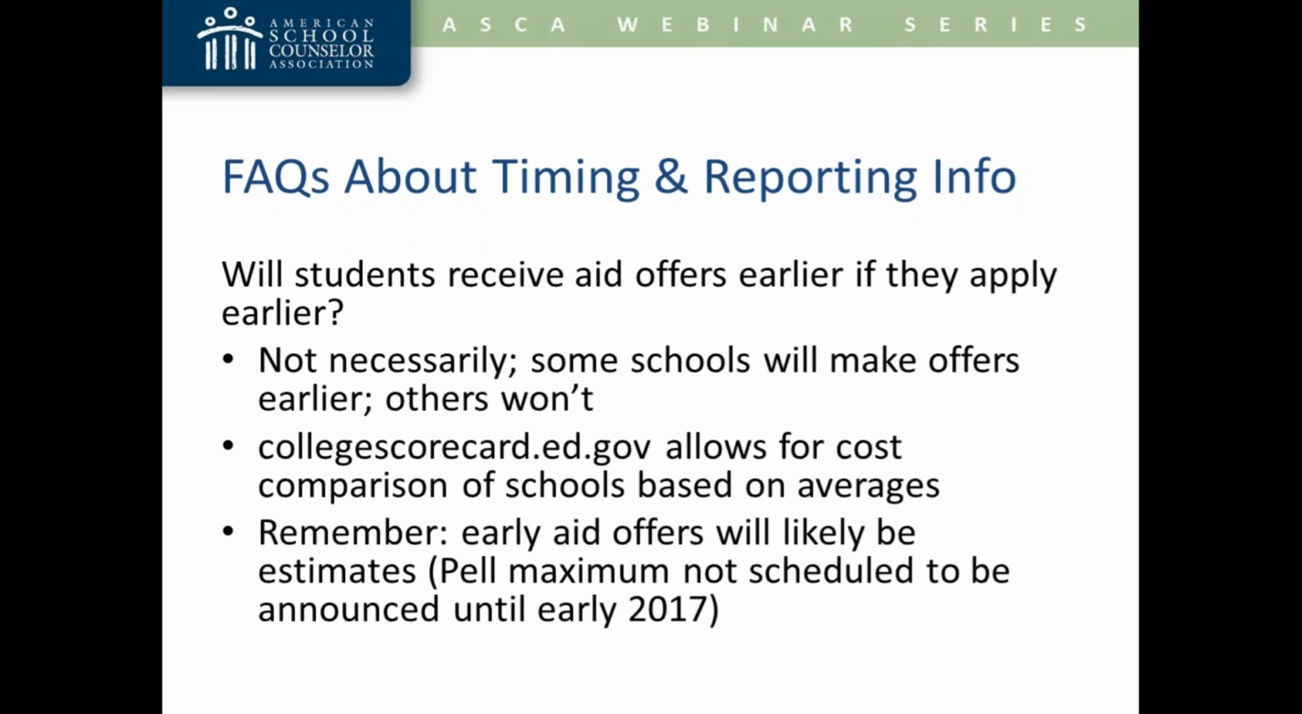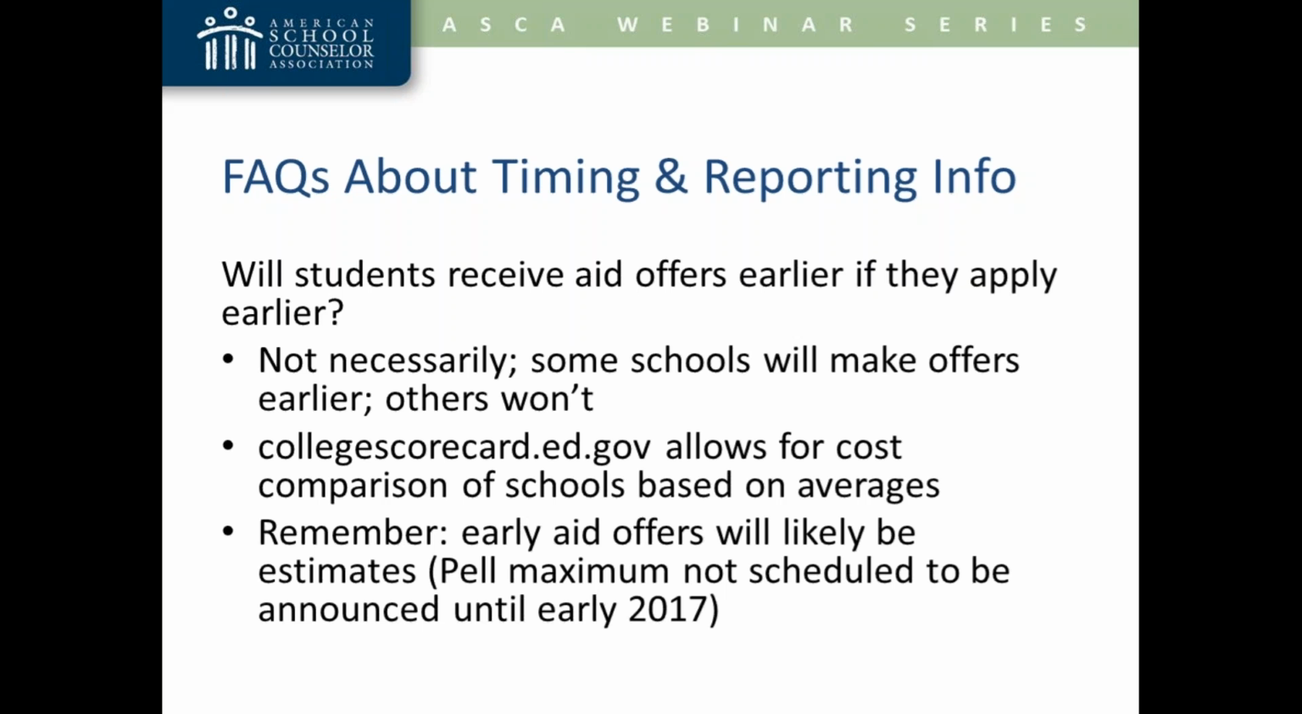So if a student is applying earlier, let's say now, earlier than they did in the past or earlier than they would have, are they going to receive their aid offers from schools earlier? The answer to that is not necessarily. It kind of depends on the school. Some schools are making offers earlier and others won't. A good way of doing a cost comparison of schools based on averages is to go to collegescorecard.ed.gov. So that's something the student can check in the meantime while they're waiting for those aid offers.